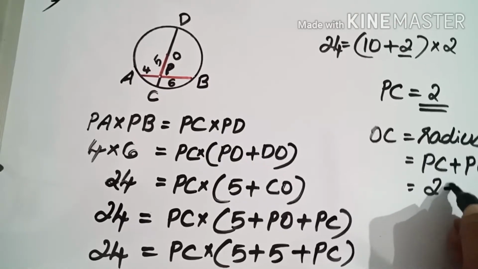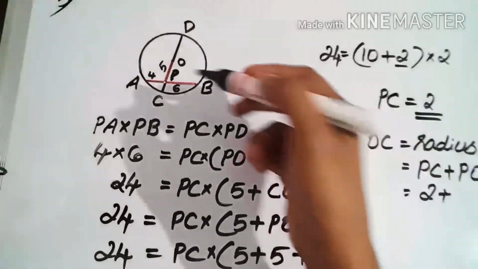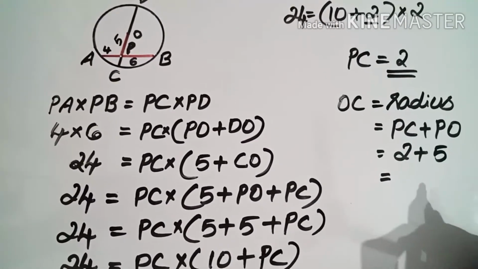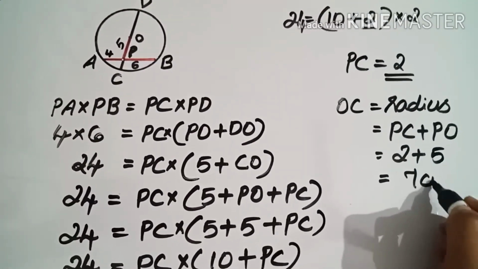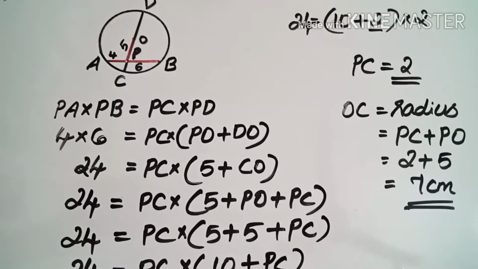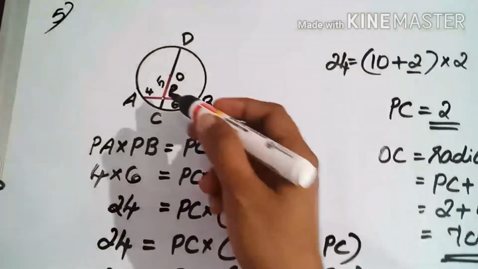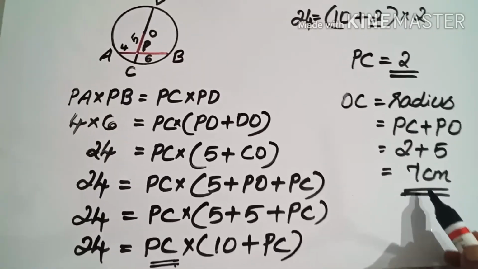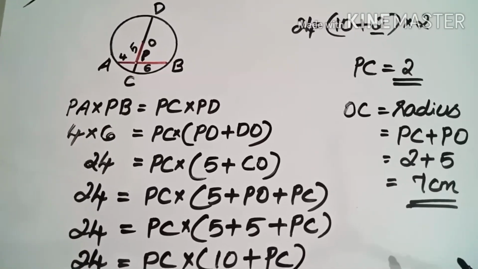2 centimeter plus PO, already given in the question, that is 5 centimeter. So 5 plus 2 equal to 7 centimeter. So 7 centimeter is the radius of this circle. So clear? 7 centimeter is the radius of this circle.